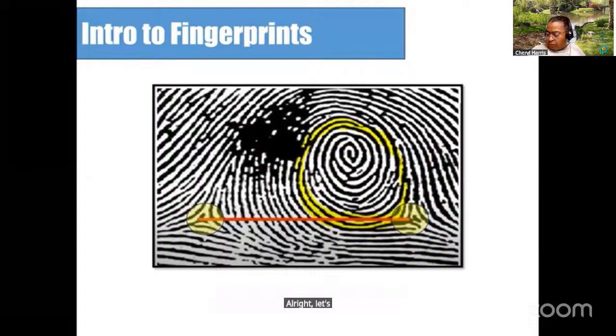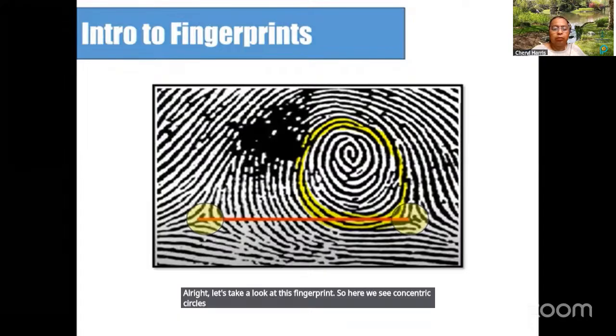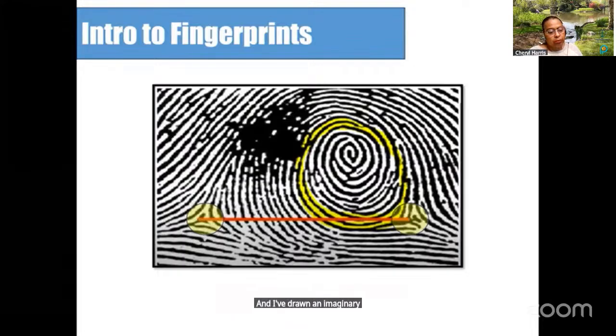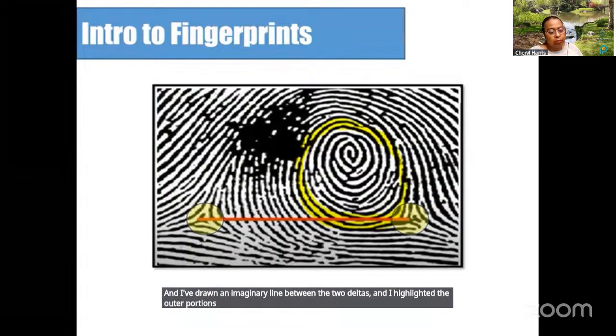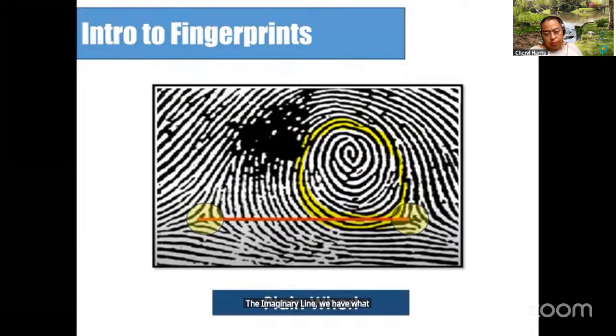All right, let's take a look at this fingerprint. Here we see concentric circles, so we know we probably have one of the four types of whorls. I've identified two deltas, and I've drawn an imaginary line between the two deltas, and I highlighted the outer portions of the concentric circles so that you could see that those concentric circles cross over that imaginary line. So when we have ridges that cross over the imaginary line, we have what's called a plain whorl.